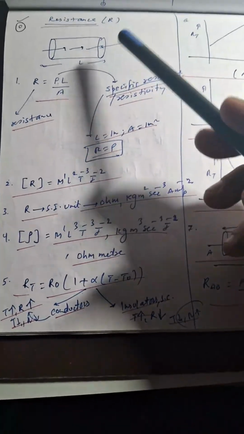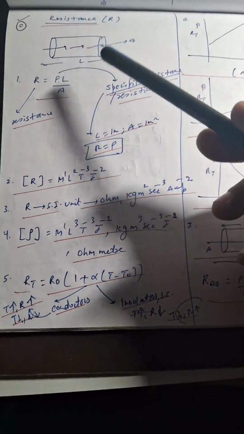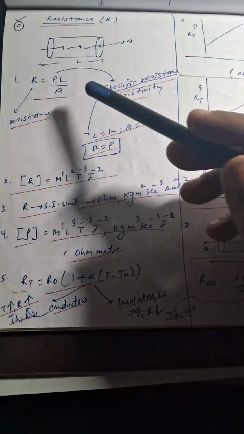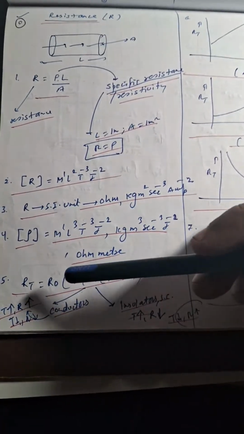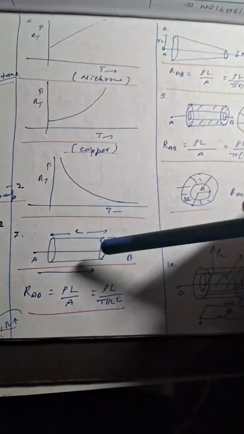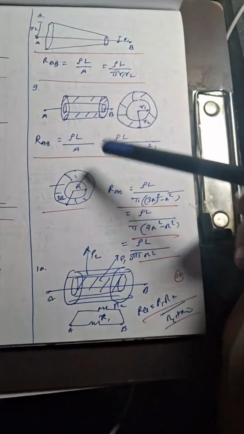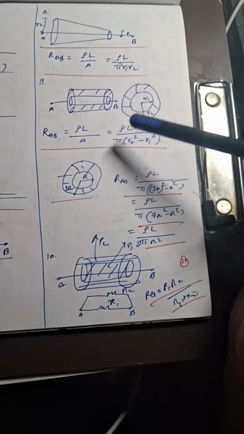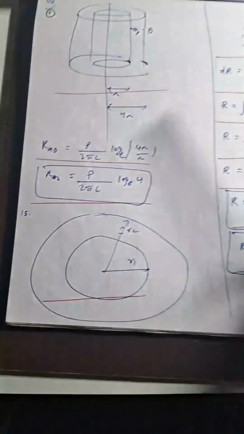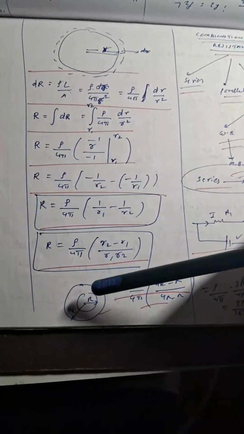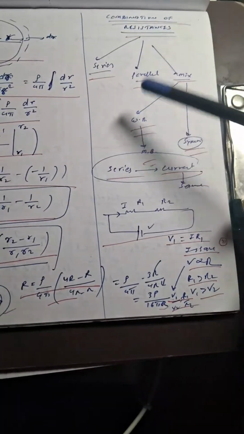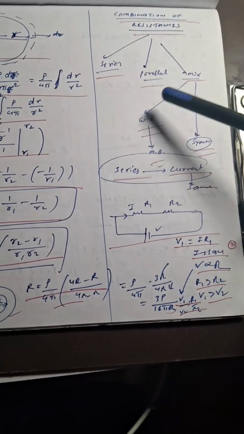Then there is a discussion on resistance calculation, various concepts related to resistance, its dimension, unit, resistivity, temperature dependency, graphical based analysis, frustum, spherical conductors, cylindrical conductors; various different cases are discussed over here. Then calculation of cylindrical resistance, spherical resistance, then derivation of that. Then we have combination of resistances in series, parallel and mixed.